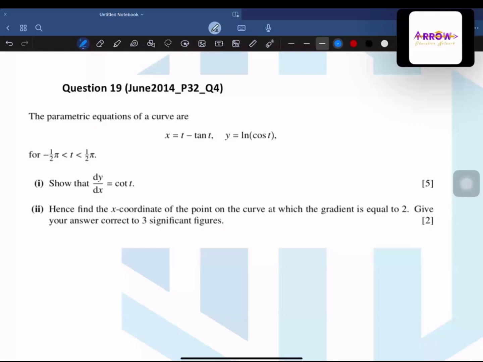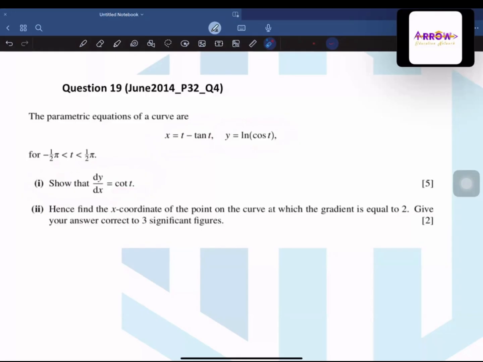The parametric equations of a curve are x = t − tan t and y = ln cos t, for t greater than −π/2 and less than π/2. Part 1 requires us to show that dy/dx is equal to cot t.